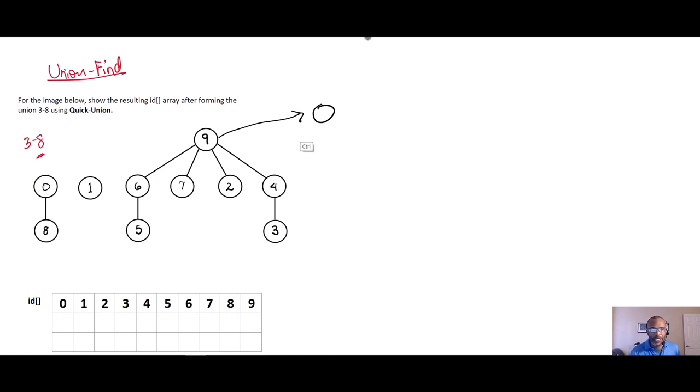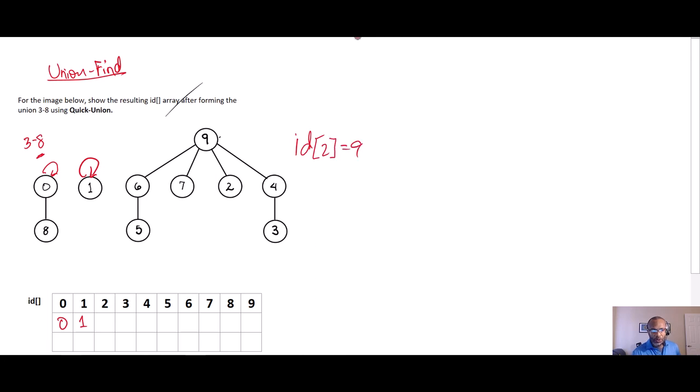So what would that look like then? Well, number one, let's first draw the ID array as it stands right now. The ID of zero, well, he's not connected to anyone. He's at the top of the hierarchy. So let's just indicate that by him pointing to himself. And then one is connected to his own family. He's pointing to himself. Two is going up to nine. So the ID, right, when you go into the array, the ID sub two value will be nine, where that indicates who his parent is.